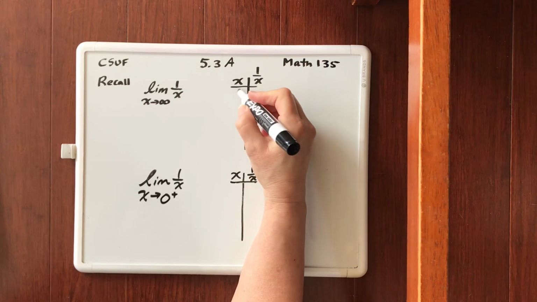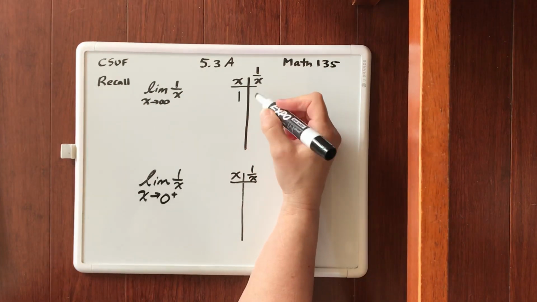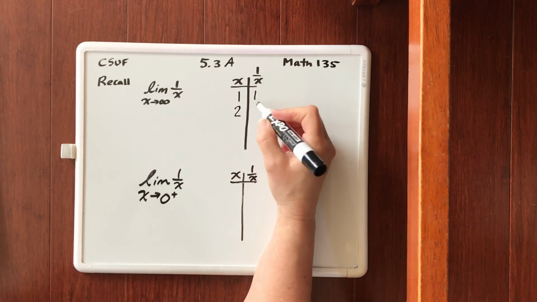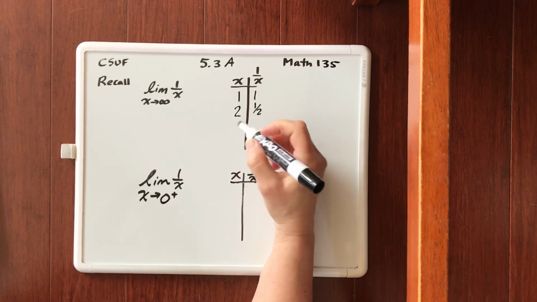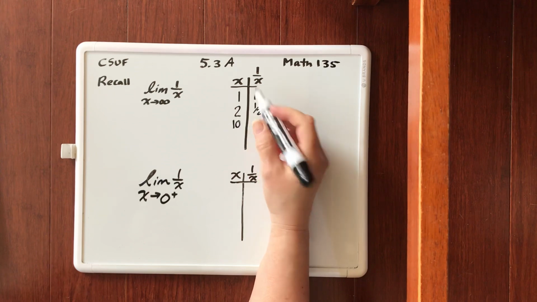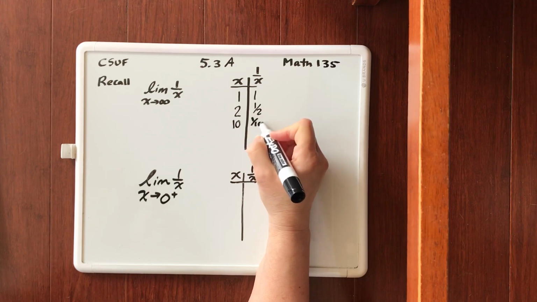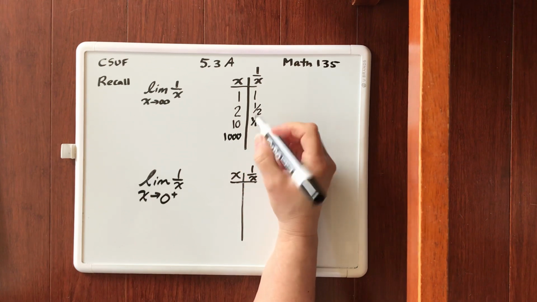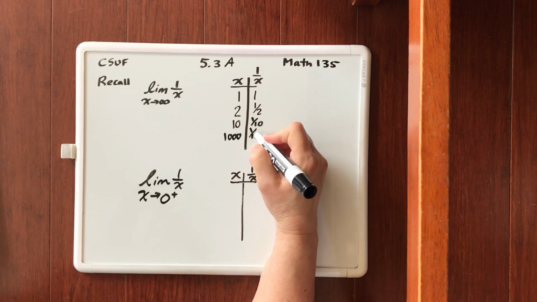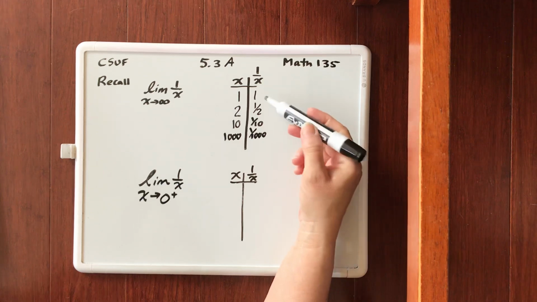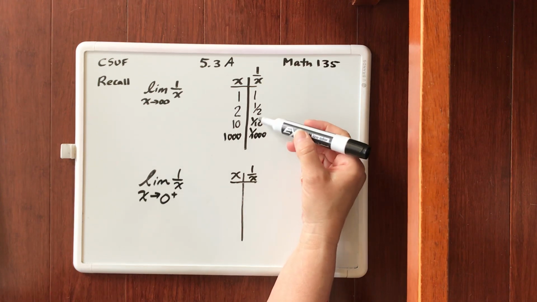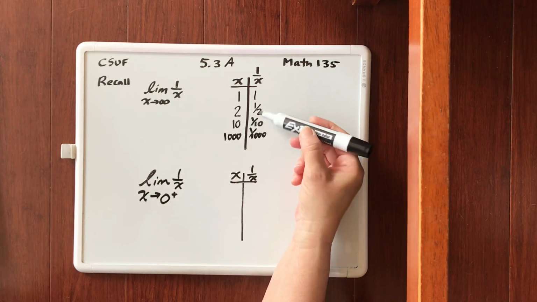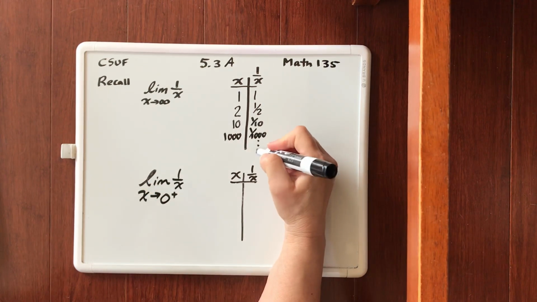Let's put a 1 into x. If we put a 1 in there, we get 1. If we put a 2 in there, we get 1/2. If we put a 10 in there, we get 1/10. And if we put 1,000 in there, we get 1/1000th. So we can see the number is getting smaller and smaller and smaller as we approach infinity. This becomes smaller and smaller, and it is approaching 0.